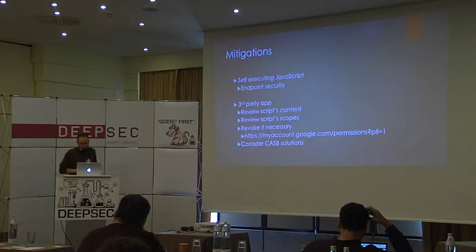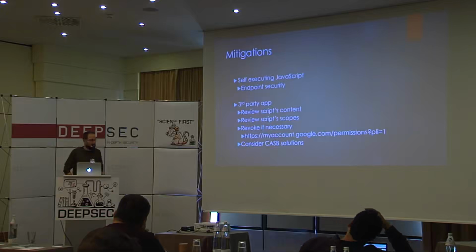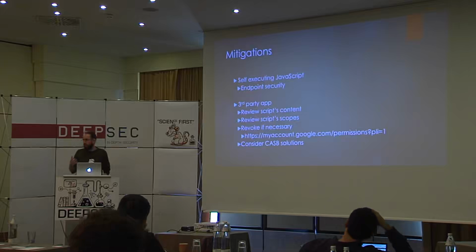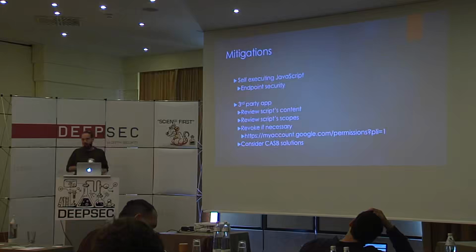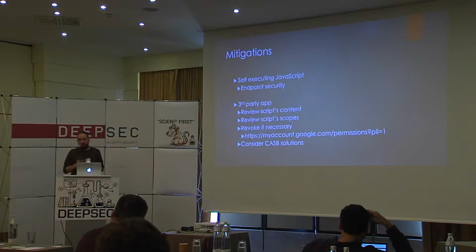Yeah, so this is the last slide, and an important one, I think. We have to talk about mitigation as part of this kind of stuff. If we think about the example of the self-executing JavaScript that we saw, the one that drops an exploit or a malware to my endpoint, the common thing to do here is using endpoint security.